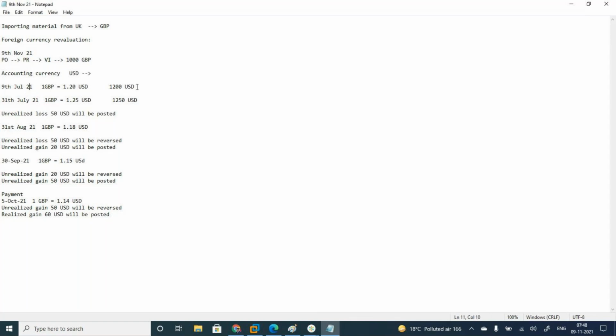So the invoice is generated on 9th July. 31st July, this is the exchange rates. And 31st August, it is exchange rate, this one. And 30th September, this is exchange rate. And October 5th, we are doing payment.